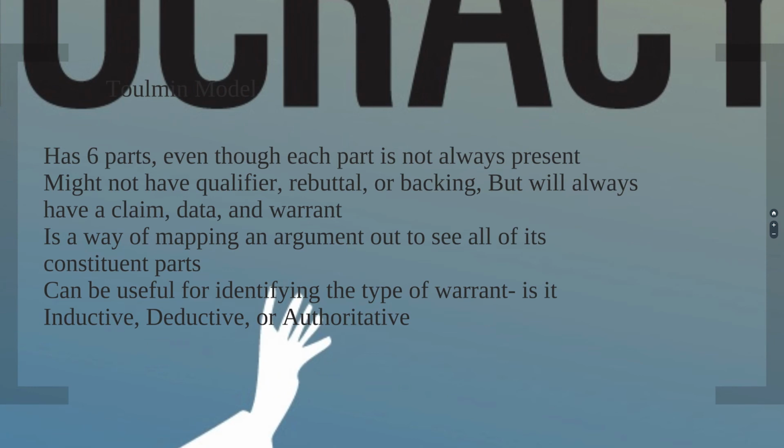But that's the Toulmin model. It's got six parts: claim, data, warrant, and then qualifier, backing, and rebuttal. So those parts make up the way that it functions, and they allow us to map the form of reasoning and the warrant. It's going to be useful when we get into induction and deduction.